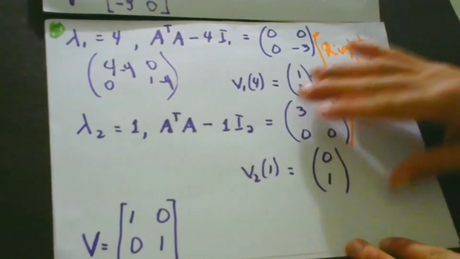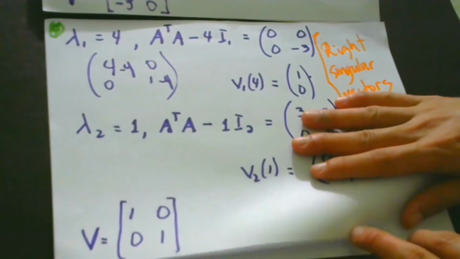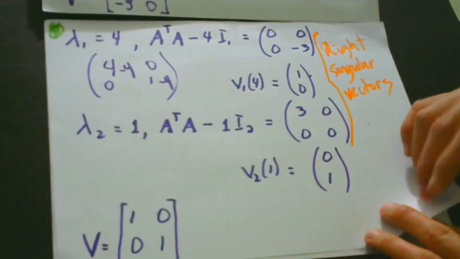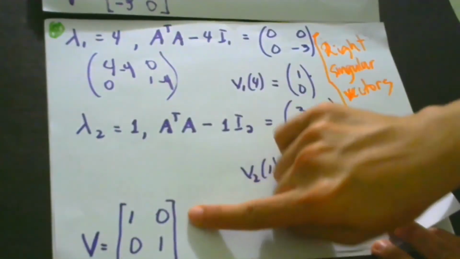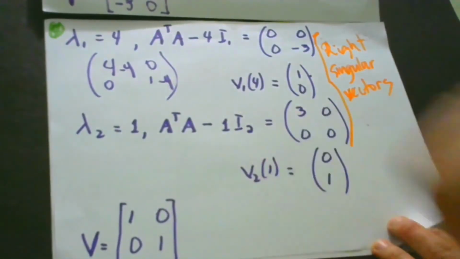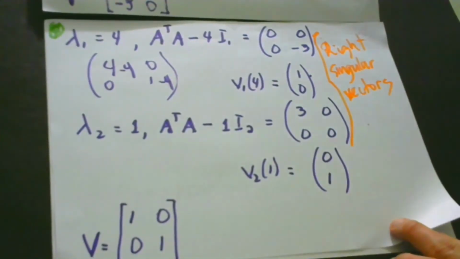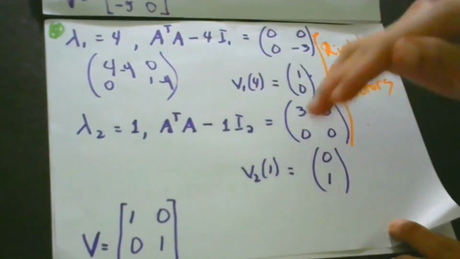Okay, so again, because we have V1 and V2 as unit vectors with different eigenvalues, we combine them to form an orthogonal matrix. So this is our orthogonal matrix. Okay, so now that we are done with step number 4, what will we do now? So we are not done yet.